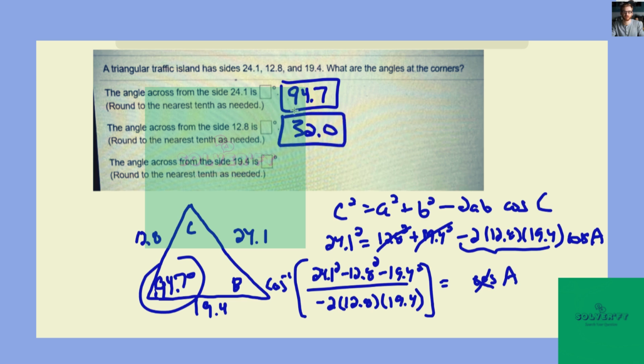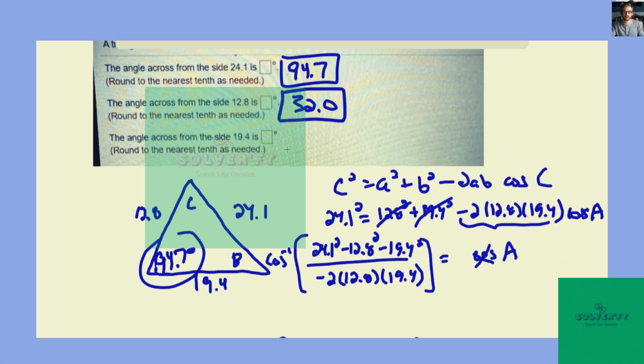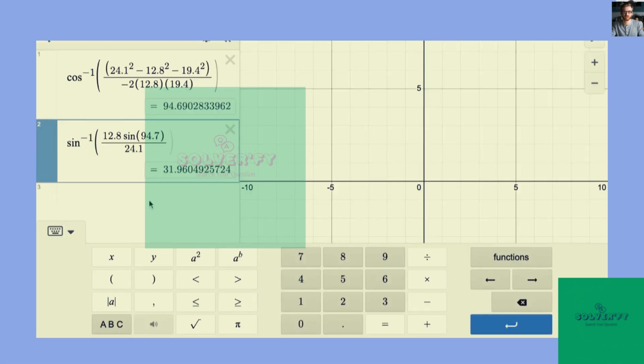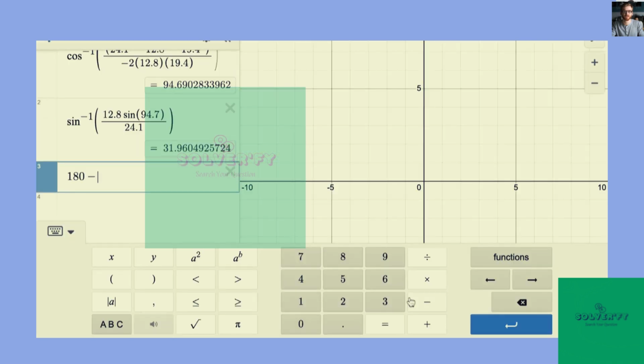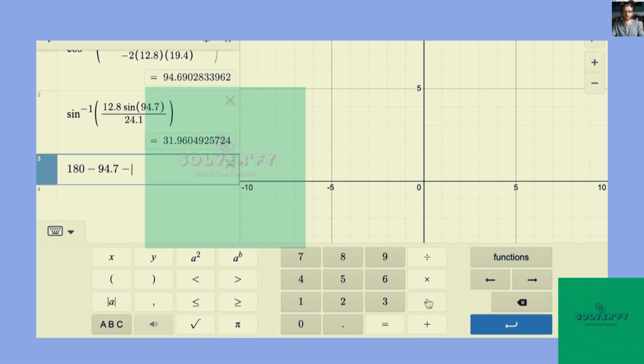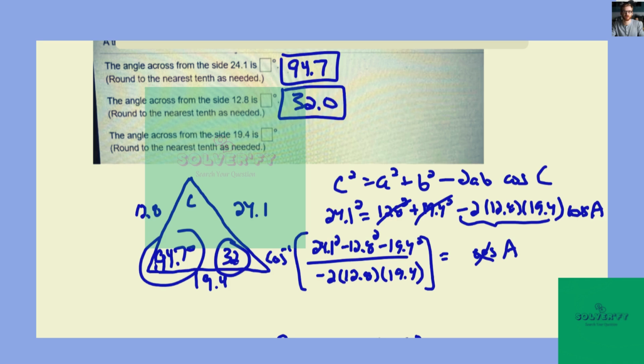And then the angle across from the 19.4, which is what I'm calling C, you can just subtract from 180. 180 degrees, subtract the 94.7 and the 32 that we found, leaving 53.3 degrees.